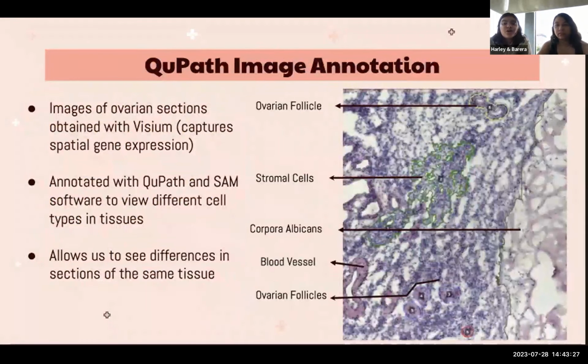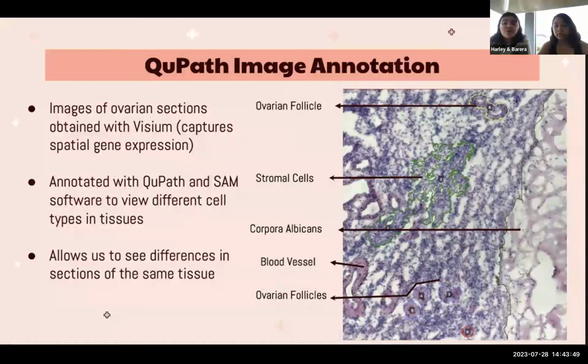The last thing we did work on was annotating whole images of tissue with HuBMAP software. In this, we used images of sections of the ovary obtained with Visium, a protocol that captures RNA expression and maps it onto an image. With QuPath, we were able to annotate certain sections of cells, like the ovarian follicles we can see. Ovarian follicles are just oocytes.